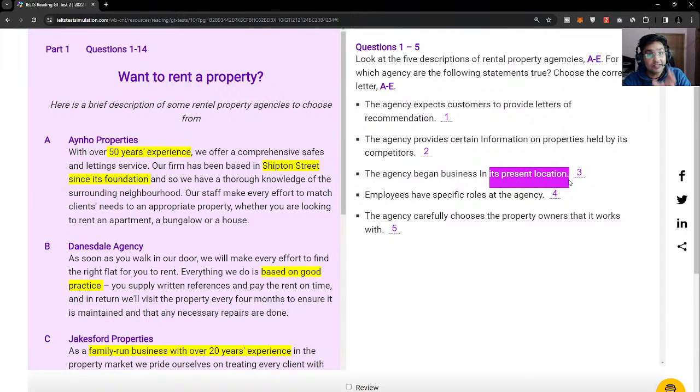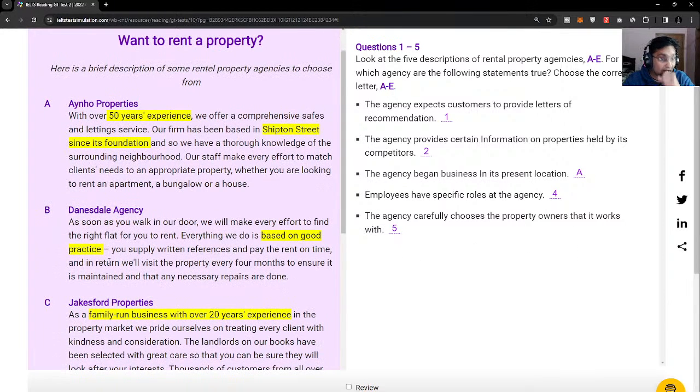Did you notice the synonyms? These are the things that people don't know. They always rewrite it. They always paraphrase whatever you have. So it's not going to be exactly the same word. So for 3, this is A. Okay? Now let's move on to B.